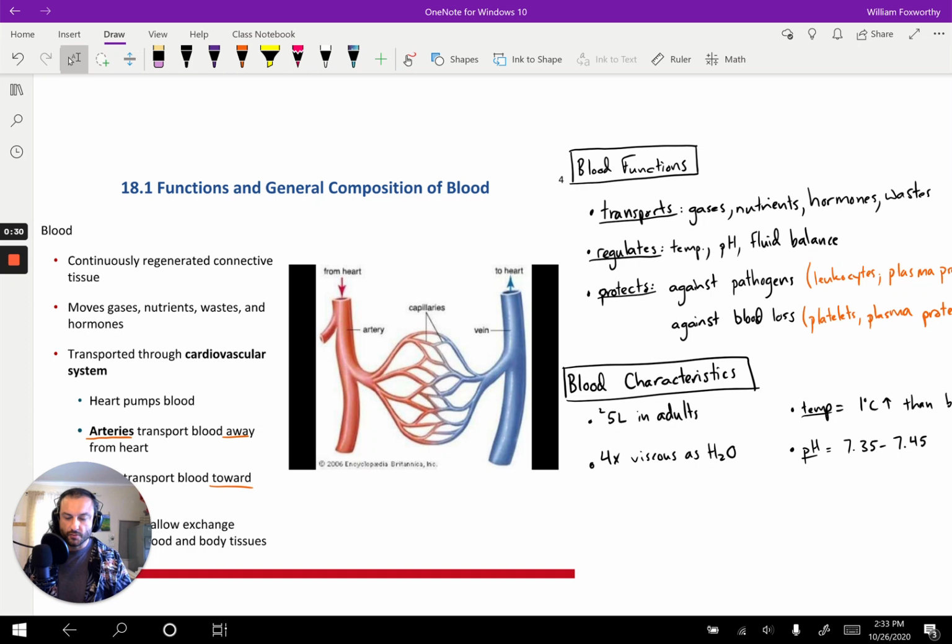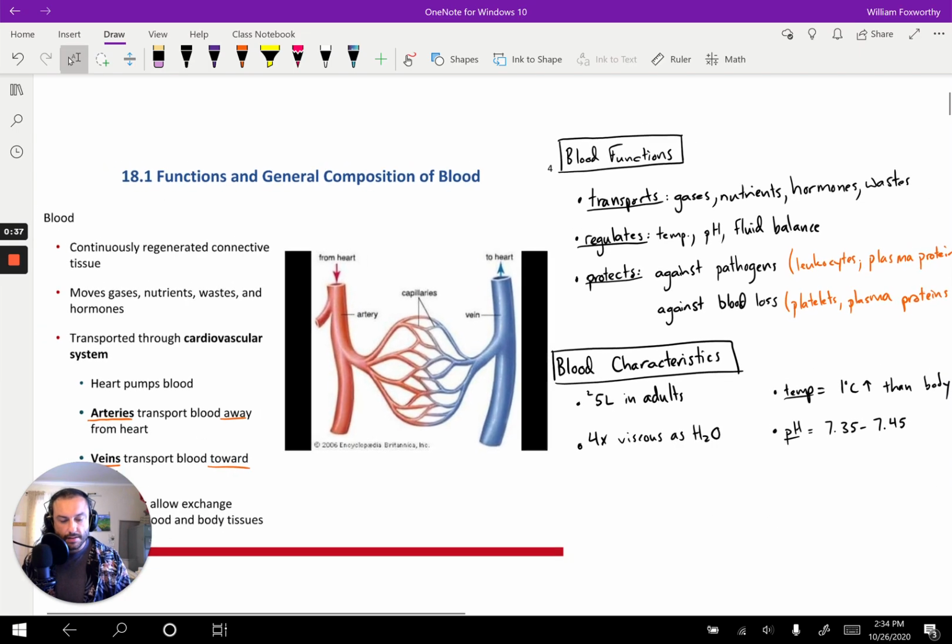So blood is a form of connective tissue, as we talked about way back in Chapter 5 at the beginning of last semester. And it functions to transport a number of things, including gases like oxygen for cell respiration, and it's bringing it to your cells. And then it's transporting away from your cells carbon dioxide, which is a waste product of cell respiration. And then it's also bringing nutrients, transporting hormones, and transporting wastes away from your cells.